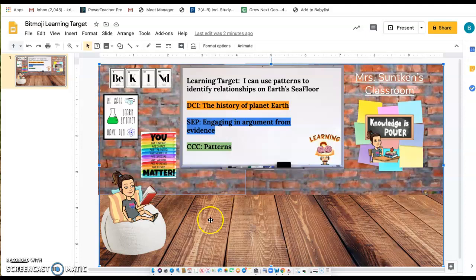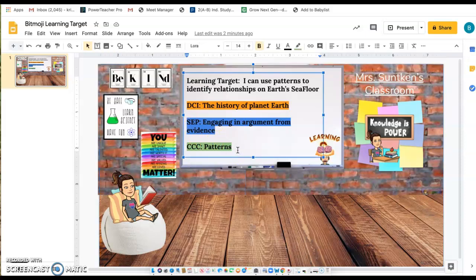The science and engineering practice, or SEP, is engaging in argument from evidence. So you're going to be creating an opinion, an explanation, based on evidence that you're going to be looking at. And relating this to the real world, you're going to be looking for patterns of the history of planet Earth, specifically on Earth's seafloor. And you're going to create an argument based on that evidence. So that's our learning target for the next part of the week at least.